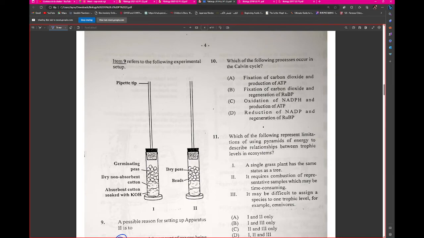What would it be? The fixation of carbon dioxide to produce ATP, fixation of carbon dioxide and the regeneration of RuBP, oxidation of NADP, and the production... So what would happen here? B, sir. So fixation of carbon dioxide and regeneration of RuBP, that's fine.